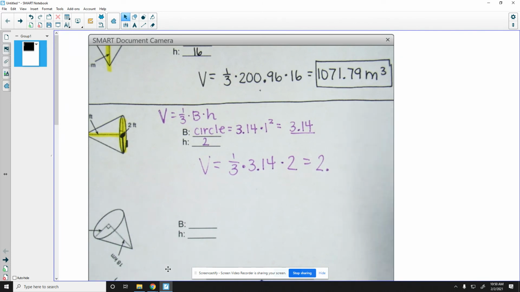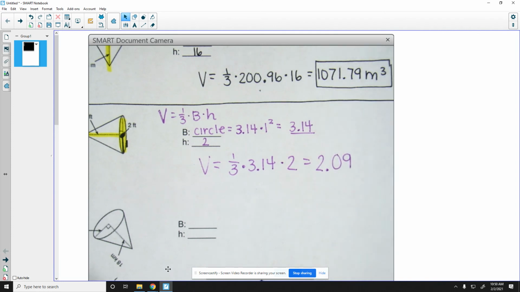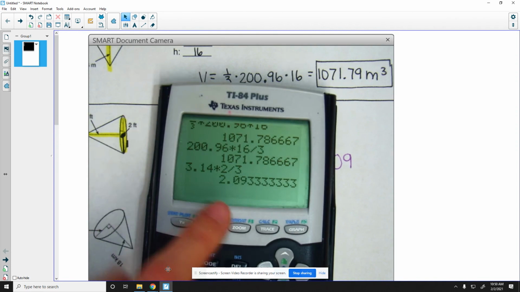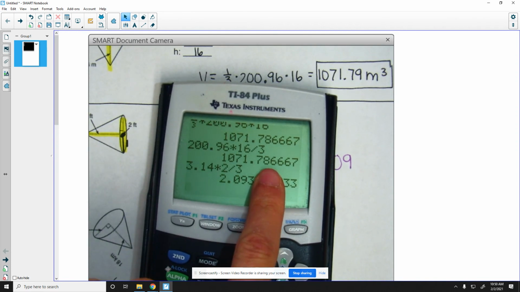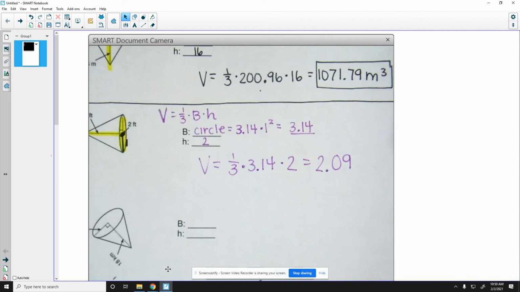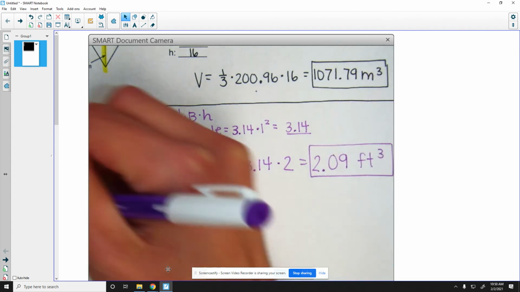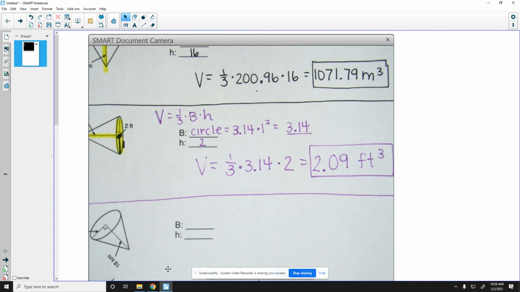Taylor, what'd you get? So 2.093 repeated. So if we're rounding to the hundredth, it's 2.09, right? Because the 3 is less than 5, so it tells the 9 to stay. Taylor, units? Feet cubed. Yeah. Okay. One more basic one, and then we are truly getting to the hard stuff.